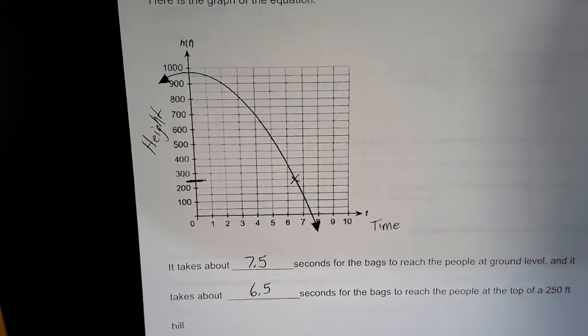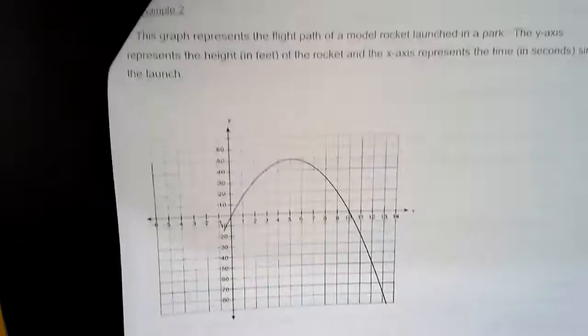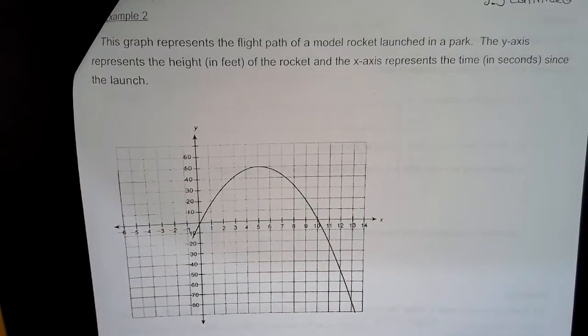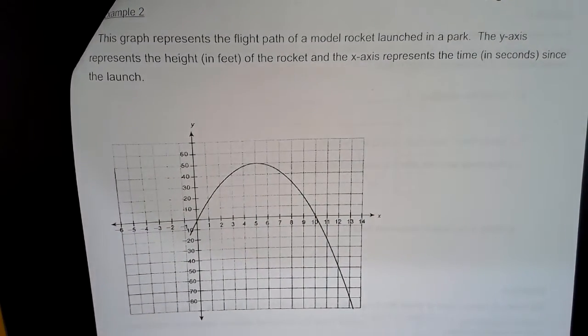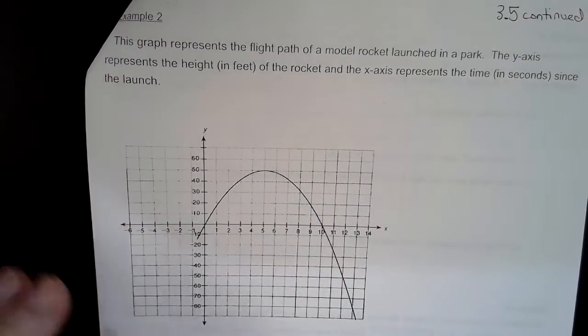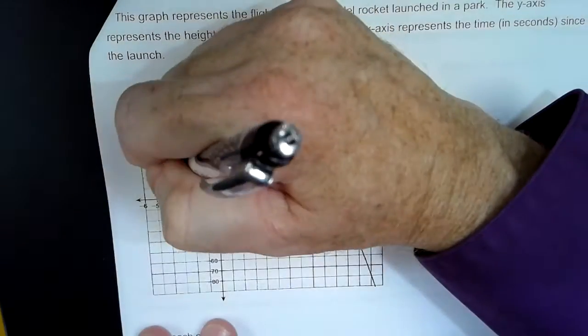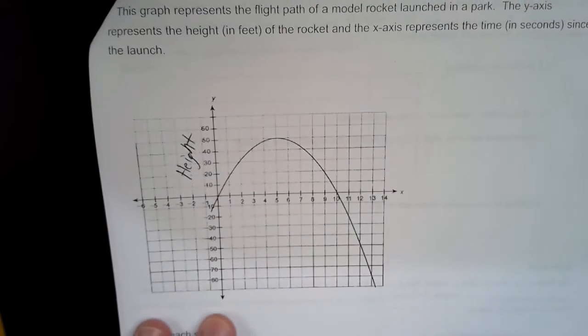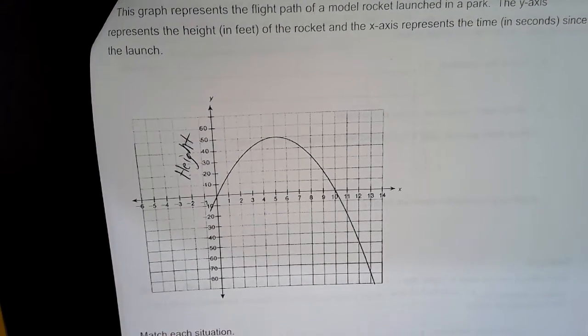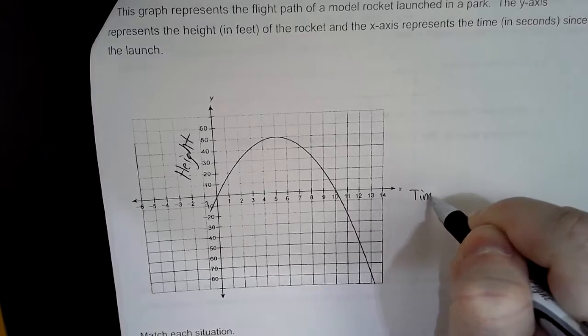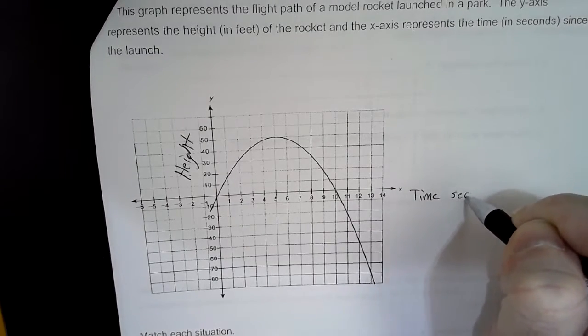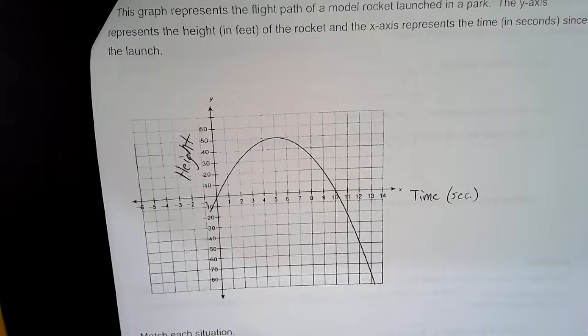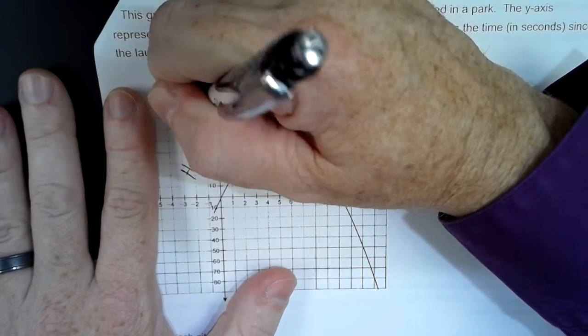Okay, let's move on to the next page. And we have a model rocket launched in a park. The y-axis represents the height, so I'll put that there, height. And the x-axis represents the time in seconds. And of course, height was in feet.